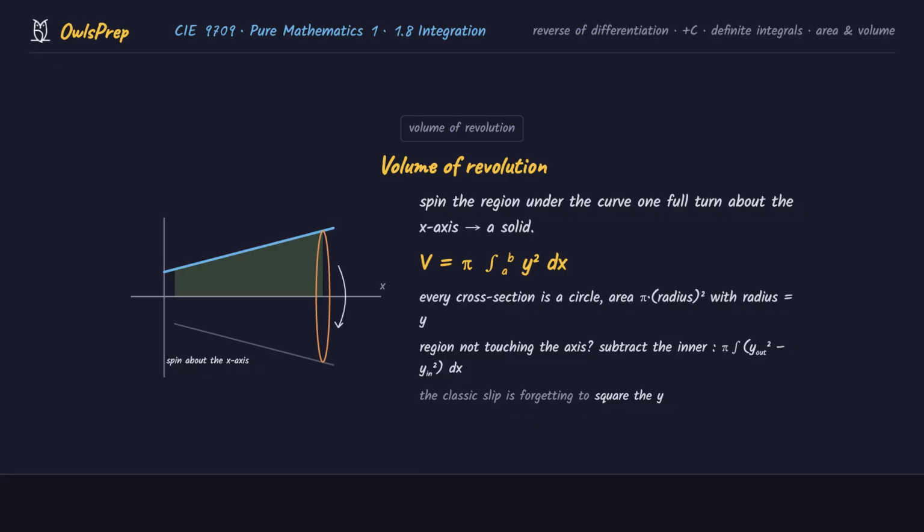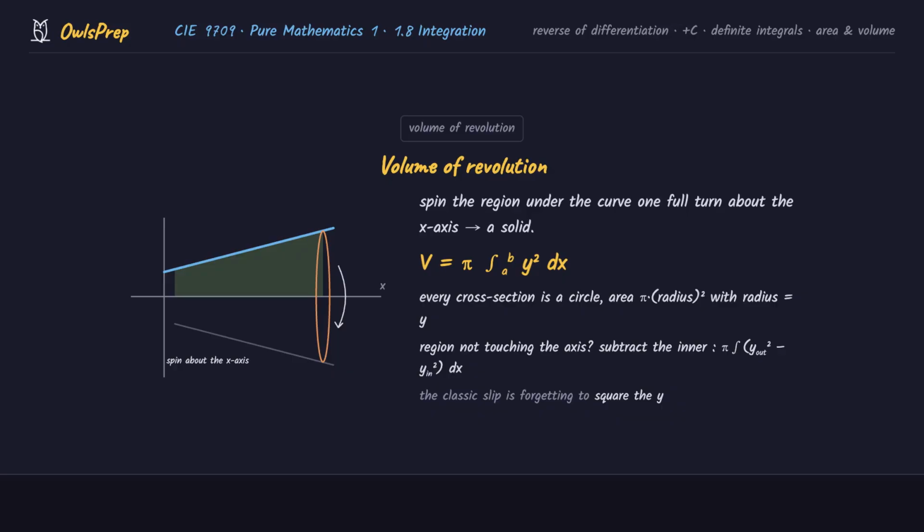The last application is the volume of a solid of revolution. Take the region under a curve and spin it one full turn about the x-axis, and it sweeps out a solid. Its volume is pi times the integral from a to b of y² dx. The key is that square, because every cross-section is a circle, and a circle's area is pi times its radius squared, with the radius being y. So the volume is pi times the integral of y².